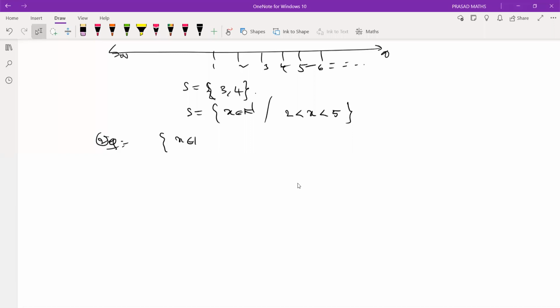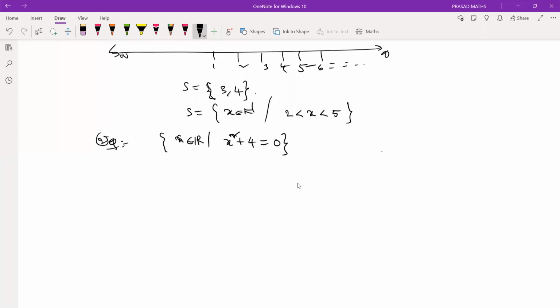Suppose you have another example. Set of all real numbers x such that x square plus 4 is equal to 0. Can you write the elements in roster form? What is my set? Plus or minus 2? No, sir, there are no real numbers. Plus or minus 2i are complex numbers, not real numbers.